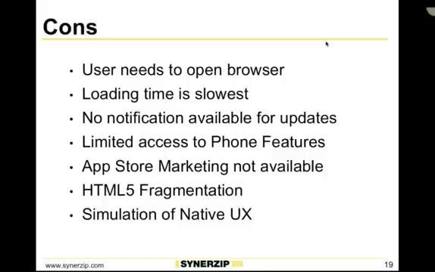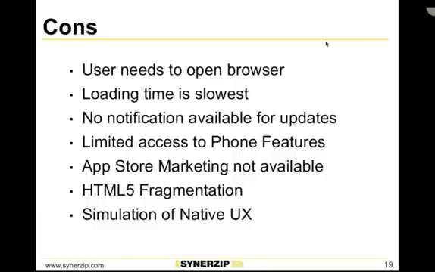So the cons: the user needs to open a browser and load the Twitter site. The time is slowest, because along with the data, you're loading the entire HTML content, the images, the style sheets, the required JavaScript, everything. Like I said, no notifications are available for any updates. If I get a new tweet, the app has to be open and it has to be polling. If the app is not running, there's no way I can get a notification.